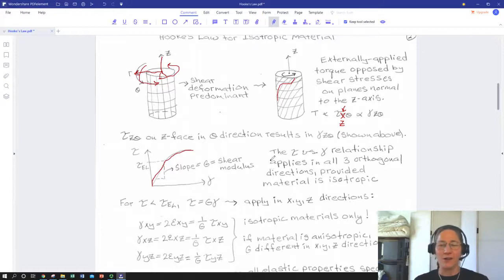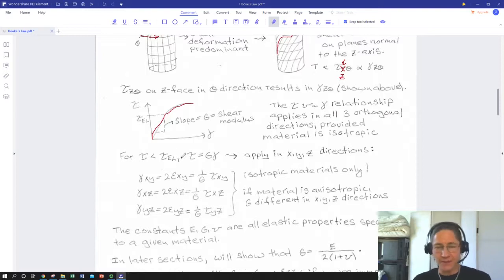In fact, we can relate all of our elastic constants, and the relationships are a little bit easier if the material is isotropic. In fact, quite a bit easier. But for the moment, we can make use of this particular relationship for each of our different orthogonal directions. So we can say that our shear stress in any direction is equal to the shear modulus times the shear strain for that direction. And this is, again, engineering shear strain, not tensor shear strain.